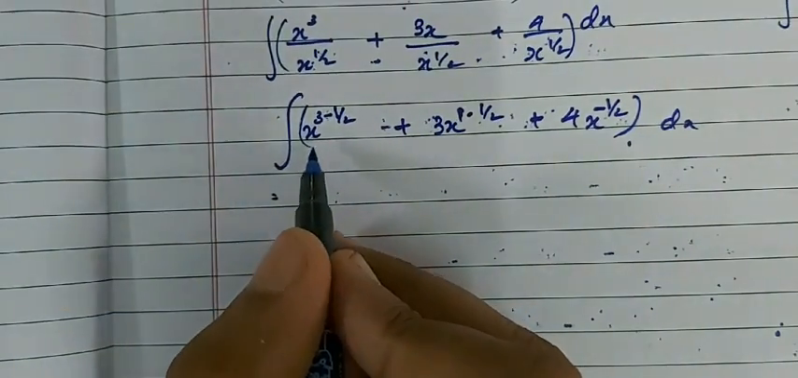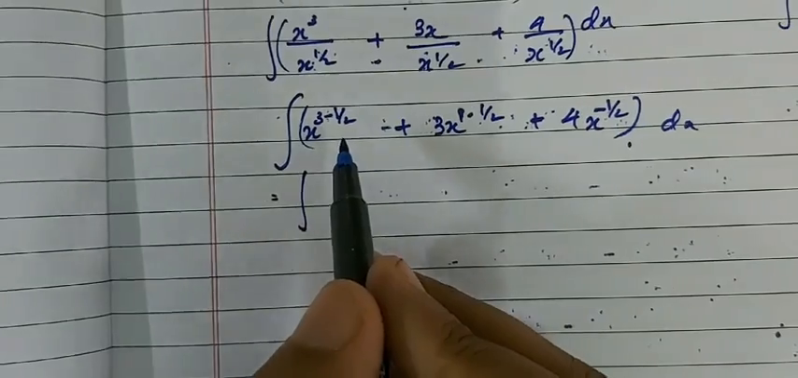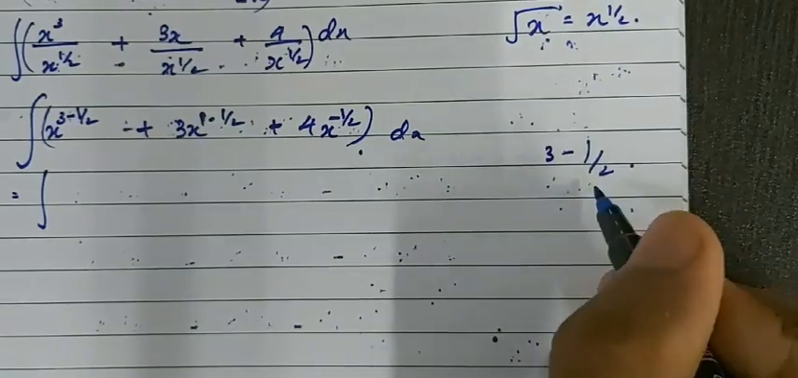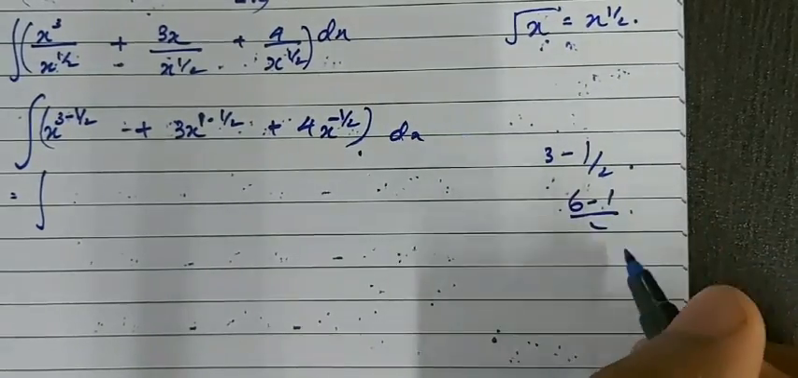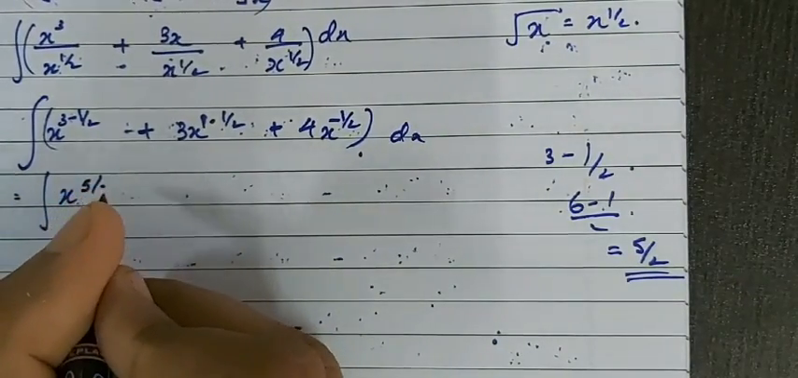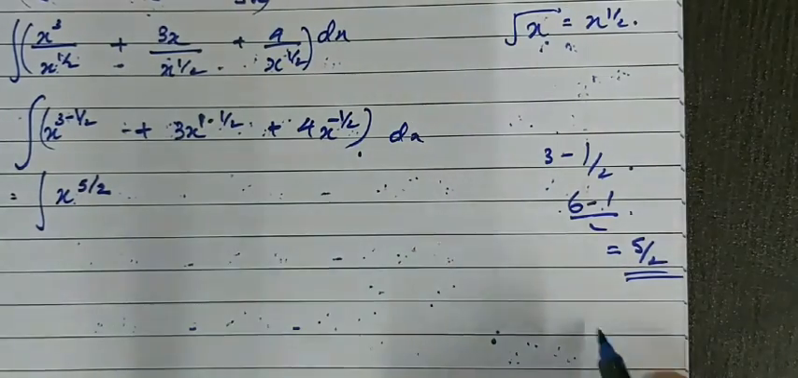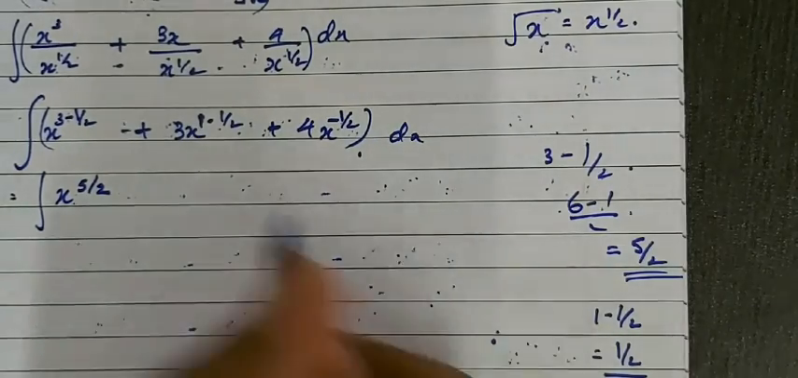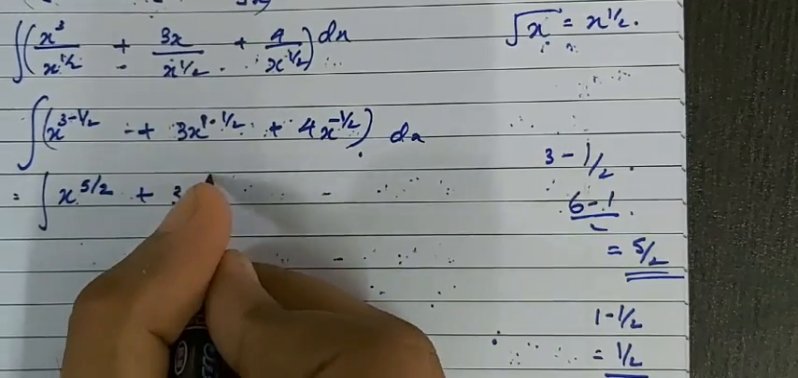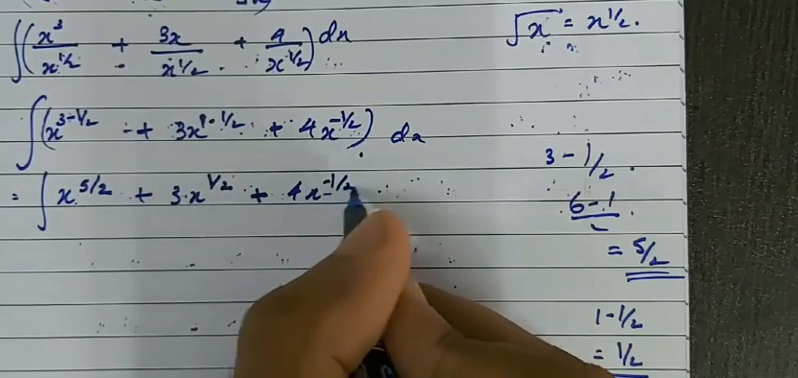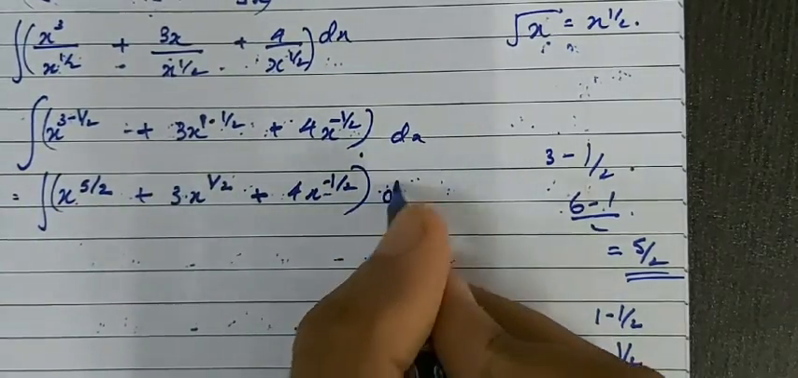So what is integral of x raised to 3 minus 1 by 2? Let us find out. 3 minus 1 by 2. 2 3s are 6. 6 minus 1 by 2 is 5 by 2. So x raised to 5 by 2. Here 1 minus half is half. We are subtracting a half from 1. So what is remaining? Half. So plus 3x raised to half plus 4x raised to minus 1 by 2 into dx.